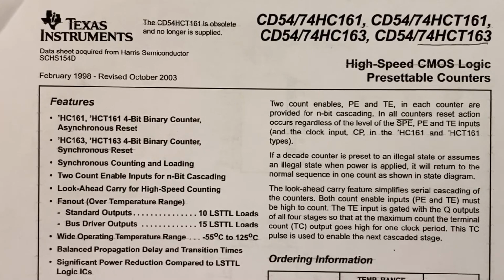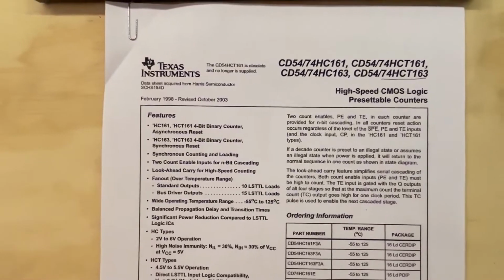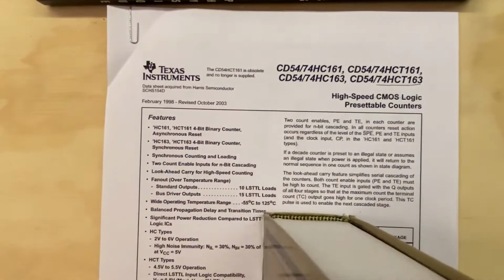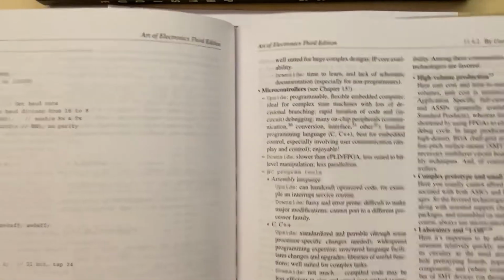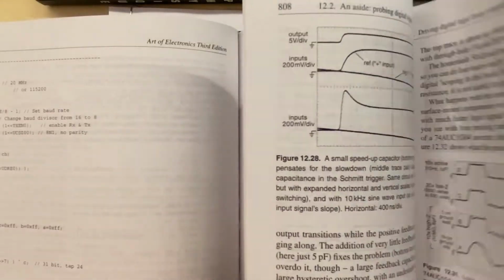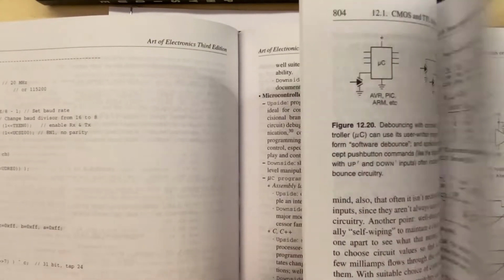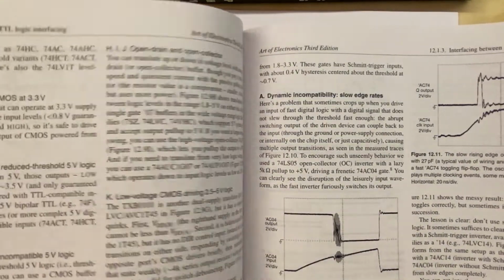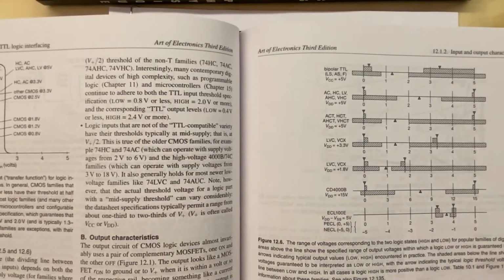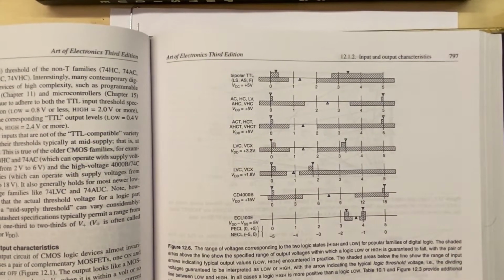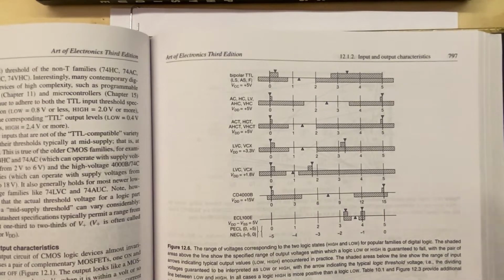Now, we gotta go look at this Art of Electronics book to see the difference between these 2 technologies. They're both CMOS technologies. But if you come over here to this plot, it kind of shows a history of different digital IC technologies.